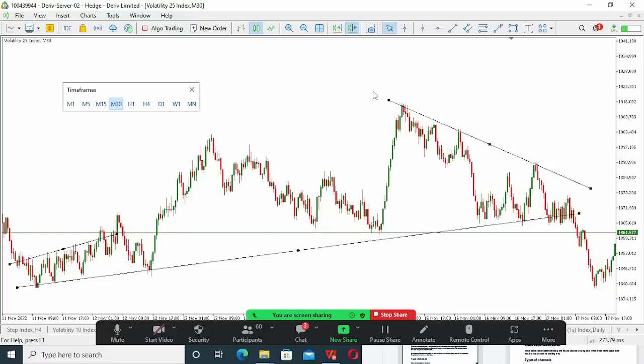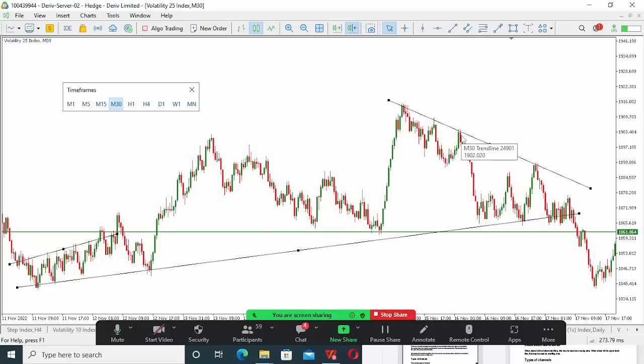So if I say wicks, these are the wicks. I explained the wicks yesterday. These are the wicks, and then these are the bodies. So you can do well to just ignore the wicks. So I have a support here and then a resistance here. So you have your first touch, your second touch, then you expand it. Let me explain one more thing.